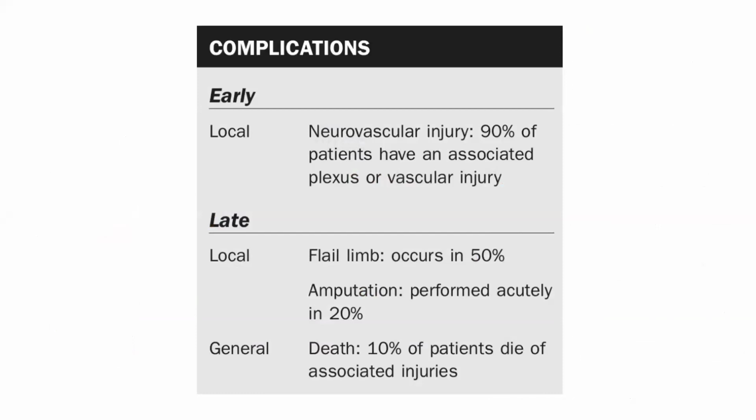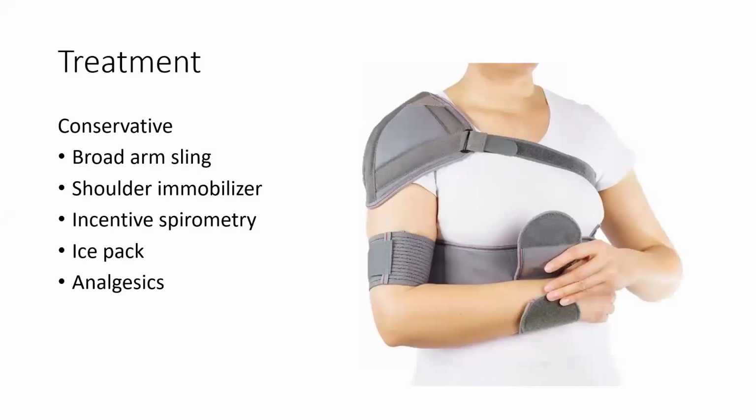Complications. As we discussed earlier, most of the complications are the associated injuries. Local complications can be neurovascular injury. They happen 90% of the time. And late local complications can be flail limb in 50%, and amputation can be performed in 20% of the patients. And 10% of patients end up dying because of polytrauma and other associated injuries.